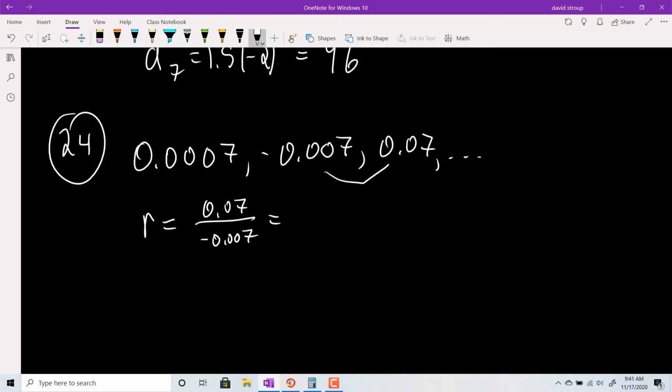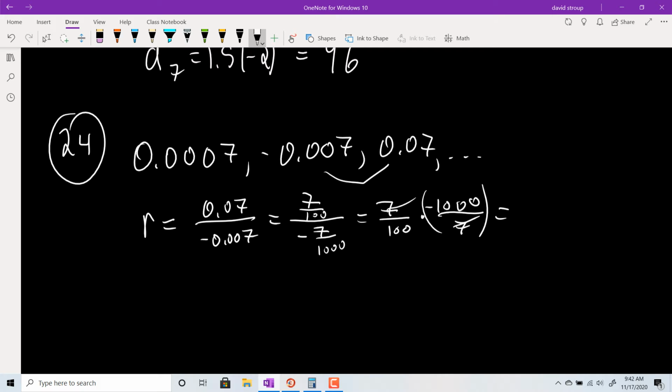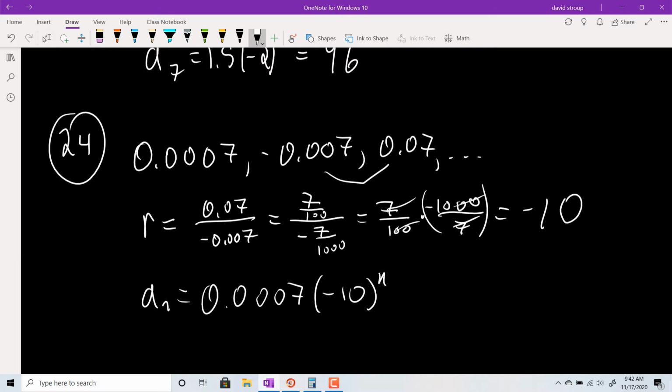So what is that? The guy up top is 7 100ths. The guy in the bottom is negative 7 1000ths. So if you rewrite that, it'd be 7 100ths times 1000 sevenths, negative. Sevens cancel, 2 of the zeros cancel, and you're just left with negative 10. Okay, so a sub n will be a sub 1, 0.0007 times negative 10 to the n minus 1.